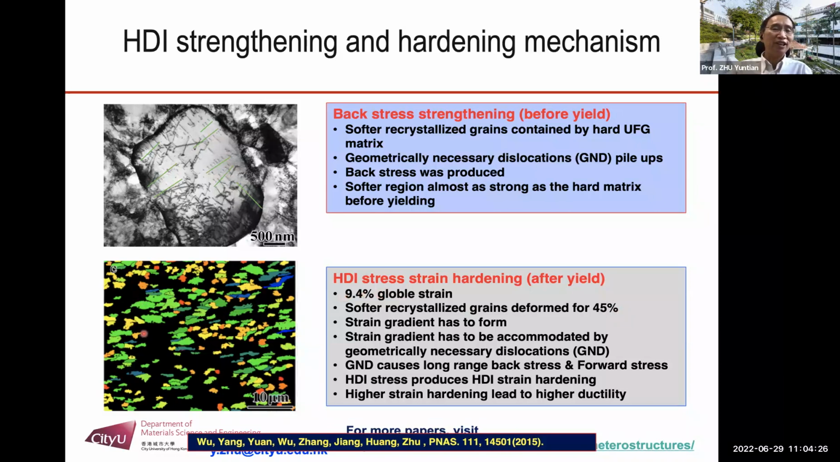We can assume that this matrix deformed much less than 9.4%. However, the strain needs to be continuous across the boundary between the larger grains and the smaller grains, which means near the boundary, it needs to have strain gradient. As we discussed earlier, the strain gradient needed to be accommodated by GNDs. Okay, so if you have GNDs, you produce back stress. If you have back stress, you produce forward stress. If you have back stress and forward stress, you produce HDI stress. Then that's why you have HDI strain hardening here.